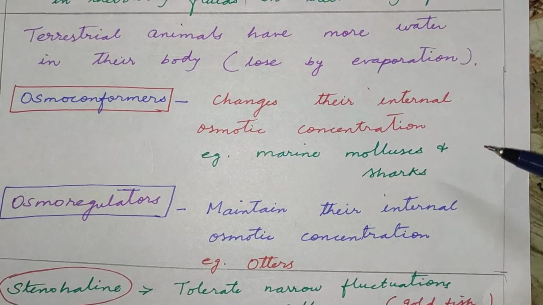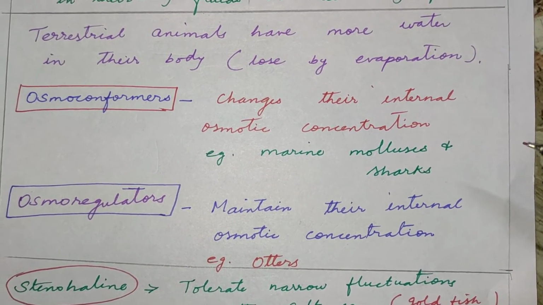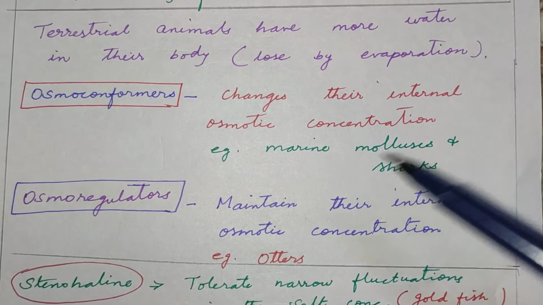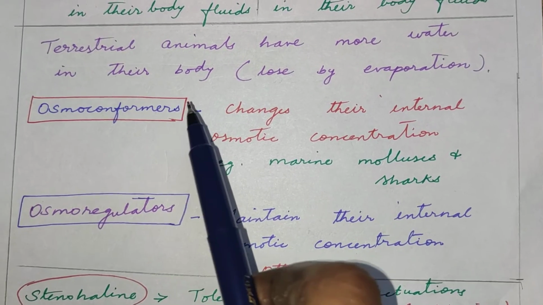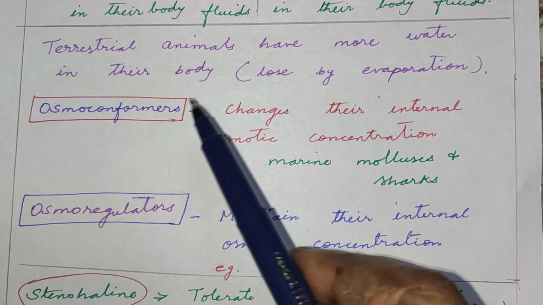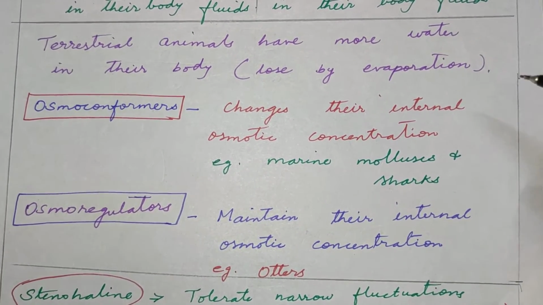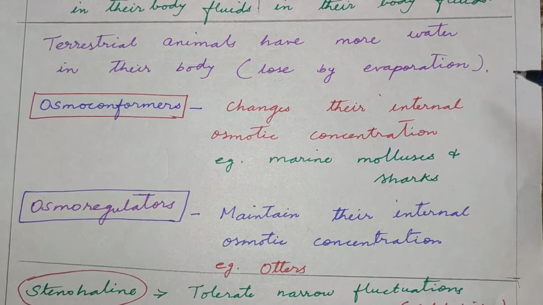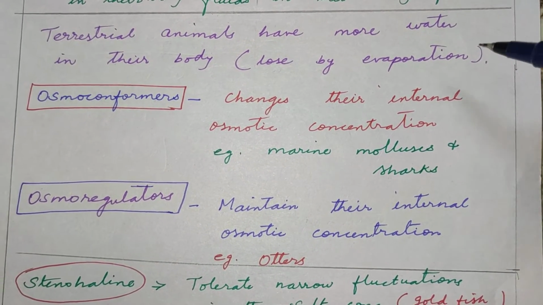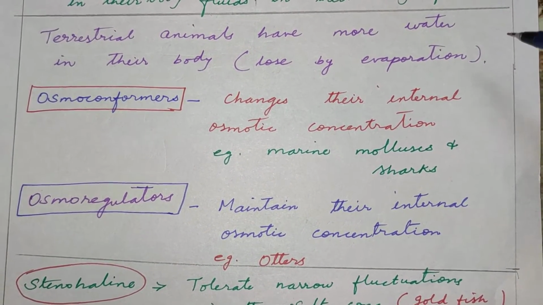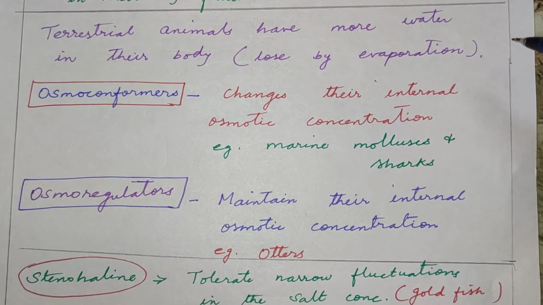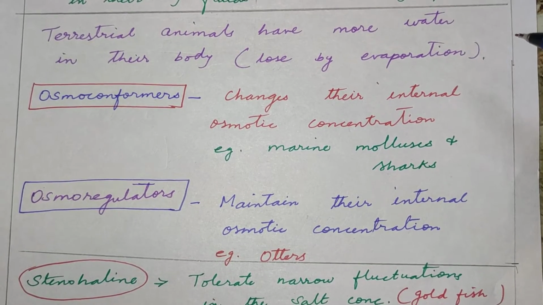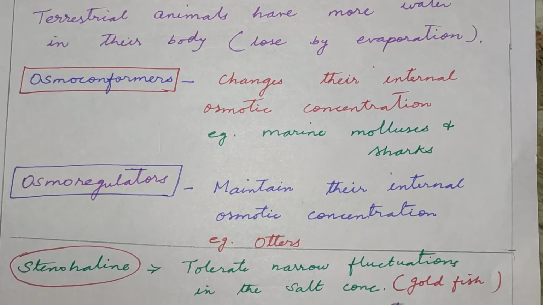Terrestrial animals face an extra condition, that is water loss. Terrestrial animals have more water in their body. They lose their water by evaporation. So they should compensate for this situation to maintain an equal amount of water in their body. That we can say is the homeostatic environment in their body, so that they do not lose water by evaporation.